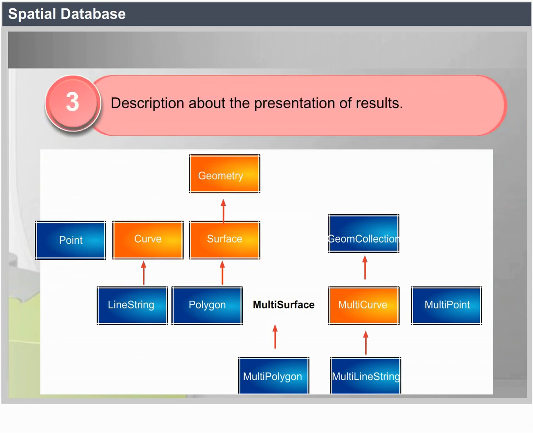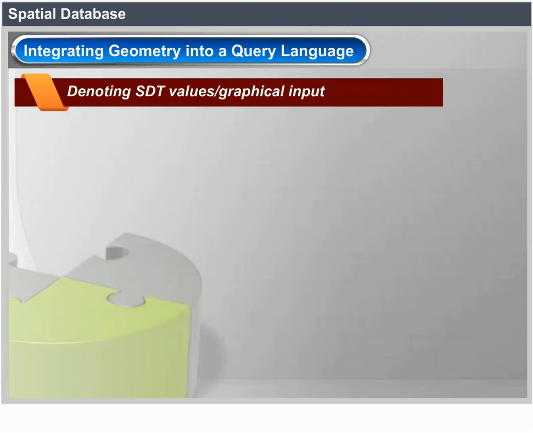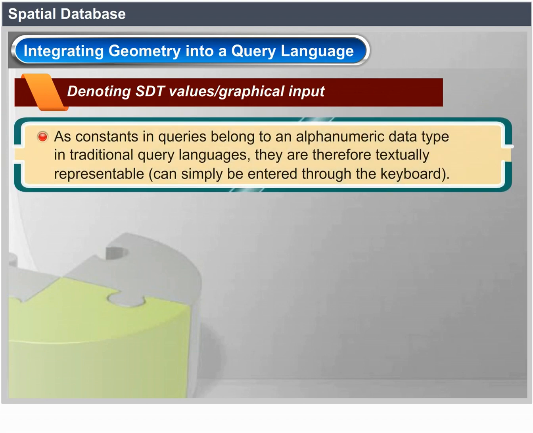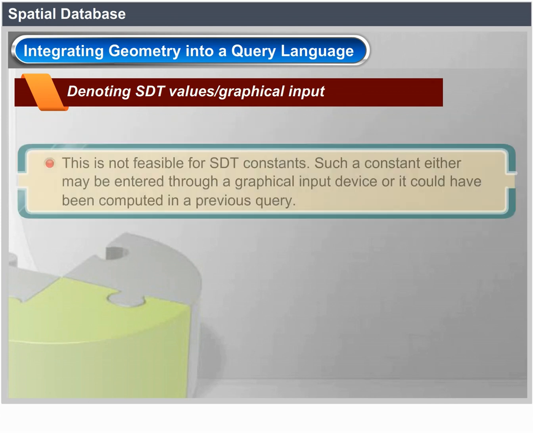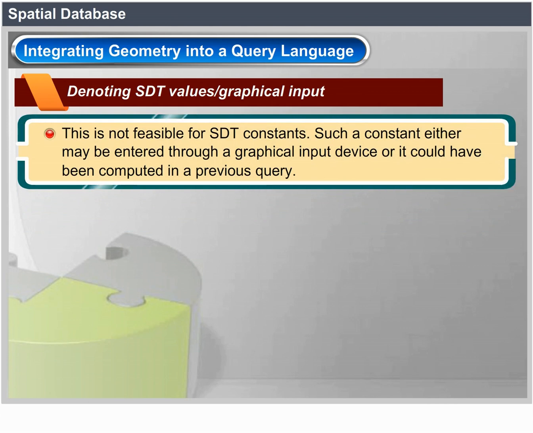Denoting SDT values, graphical input. In traditional query languages, constants in queries belong to an alphanumeric data type and are therefore textually representable. That is, one can simply enter them through the keyboard. This is not feasible for SDT constants. Such a constant may be entered through a graphical input device, or it could also be computed in a previous query.